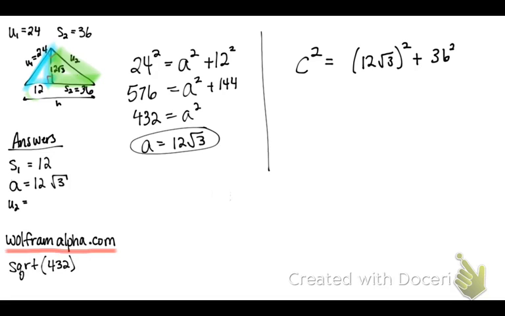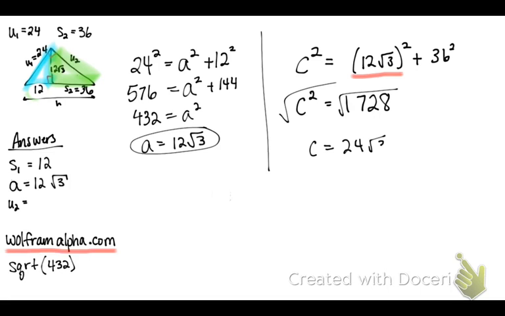Make sure that you enter it in your calculator looking like that with the parentheses so that you square the correct thing. So we've got c squared equals 1,728 whenever you enter that in your calculator, and then take the square root of both sides. We get 24 square root 3. Again, if you have an issue with doing that in your calculator, go to that wolframalpha.com website, and that will make it a lot easier.